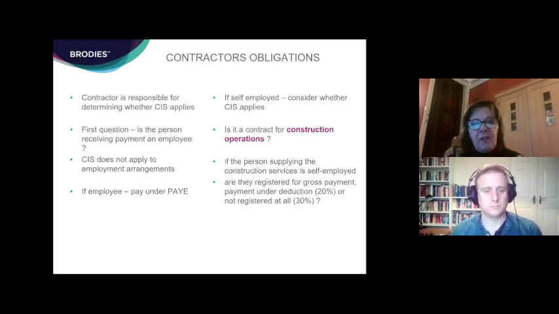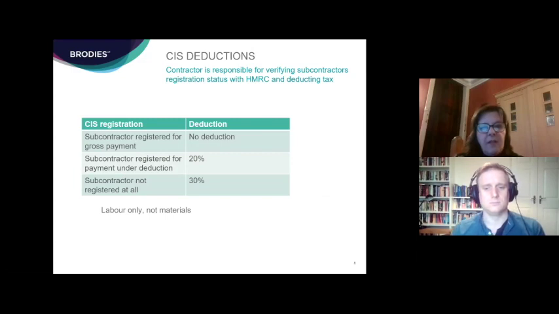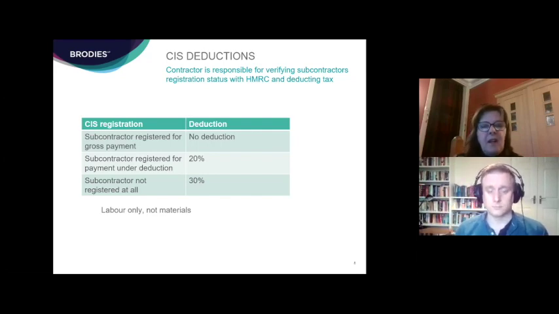And if you're not registered at all, tax gets deducted at 30%. So just to summarize those things on the next slide in the table, the contractor is responsible for verifying the subcontractor's registration status with HMRC and deducting tax. So the contractor can either use the online HMRC service, well, in fact, they're supposed to use the online HMRC service, or they may well ask the subcontractor, but it's up to the contractor to determine the status.